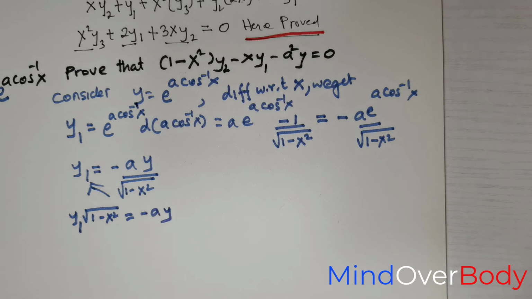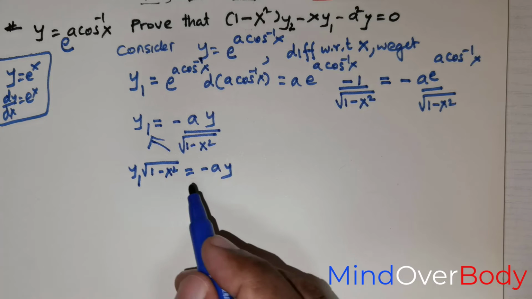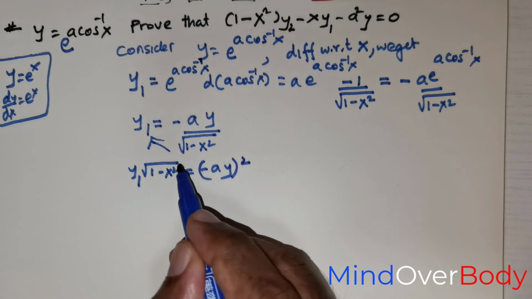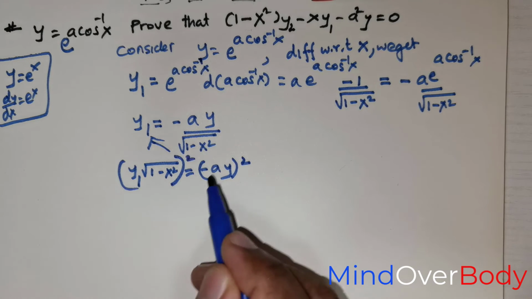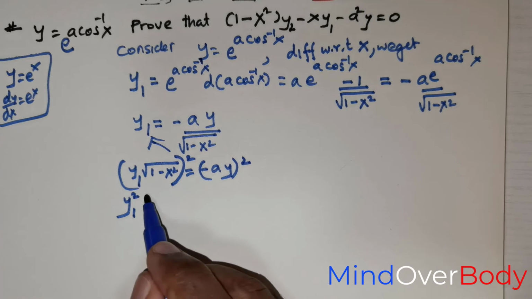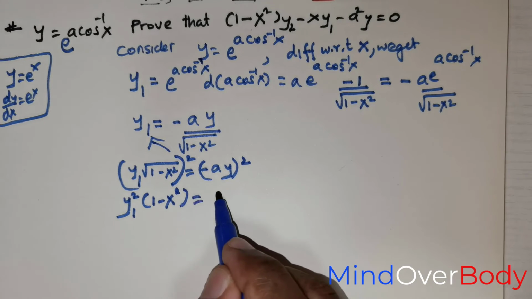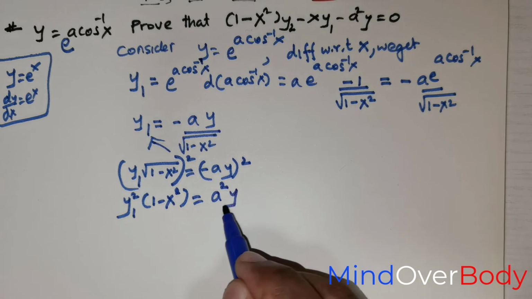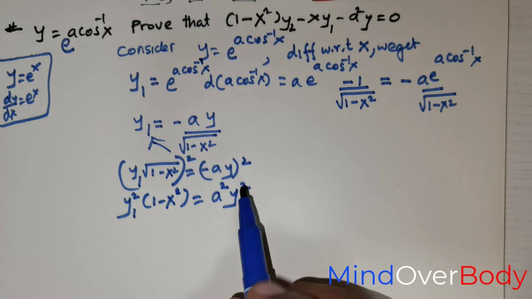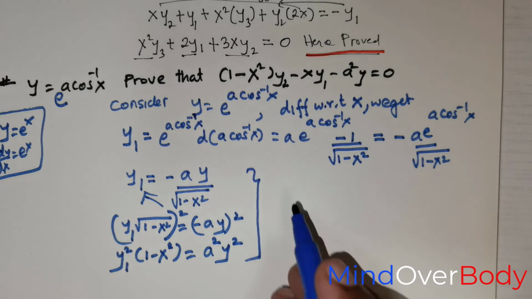Now as I mentioned to you, I don't want to have a square root here, so I would be squaring both sides. If I were to square both sides, this is going to be a square and this is going to be a square. So this is going to give me y1 squared times (1 minus x squared) is equal to a squared times y squared. So much for the simplification after the first differentiation. Now what I'm going to do is perform the second differentiation right over here.